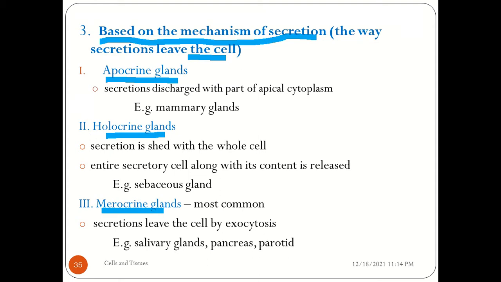Apocrine glands secrete their secretions discharged with part of the apical cytoplasm. This type of gland is known as mammary glands.